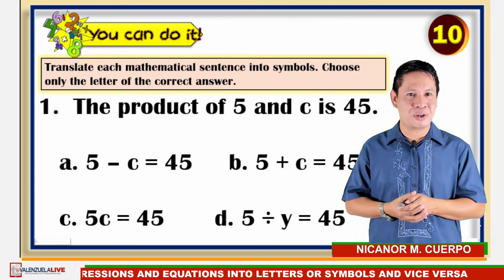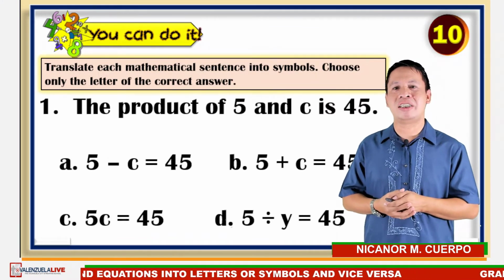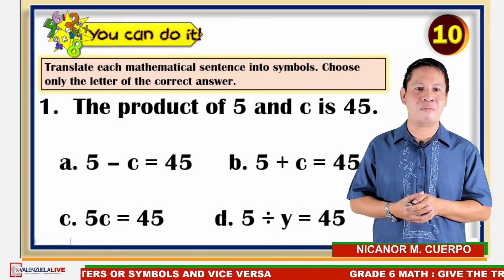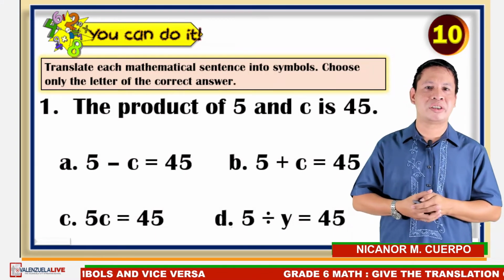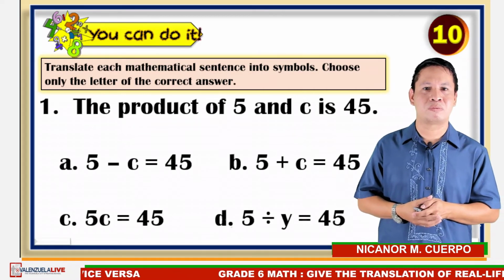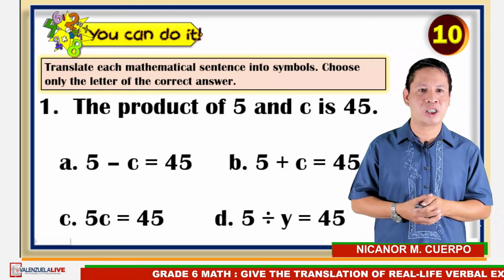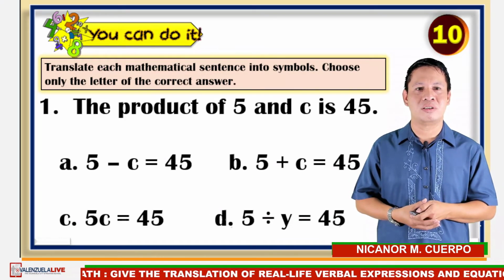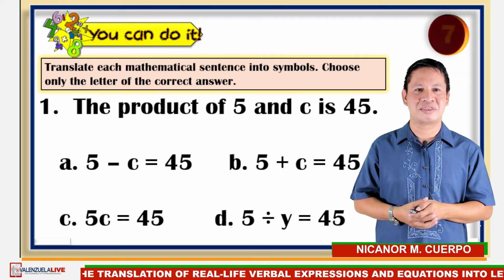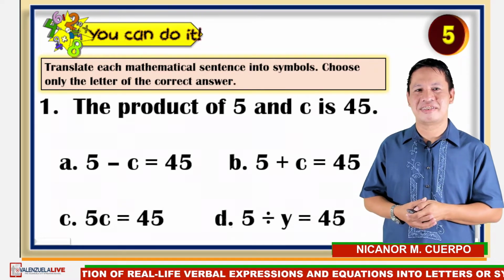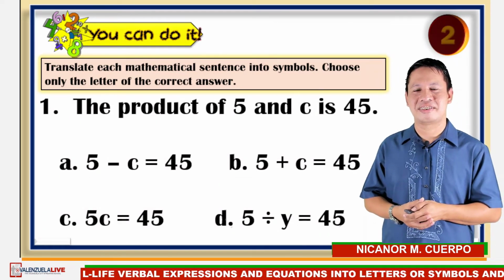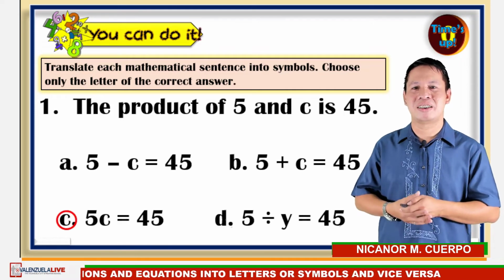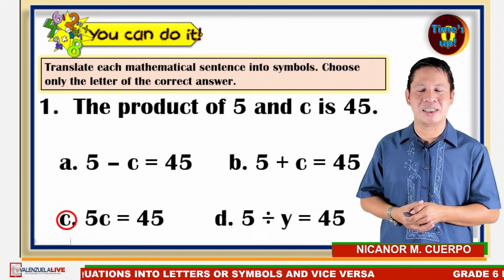Now, it's time for your activity. You're going to translate each mathematical sentence into symbols. Use only the letter of the correct answer. I'm going to give you 10 seconds for each question. So, the product of 5 and C is 45. 10 seconds. Timer starts now. Time's up. The correct answer is letter C.